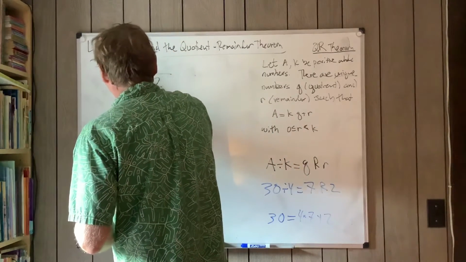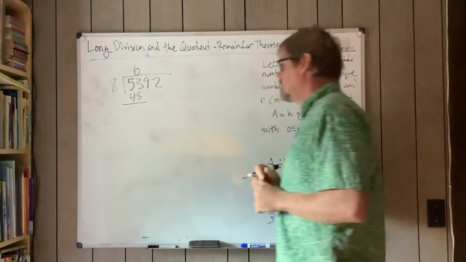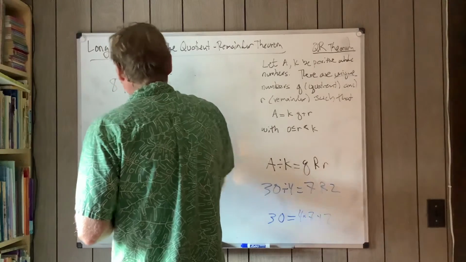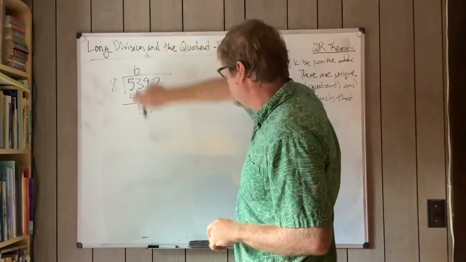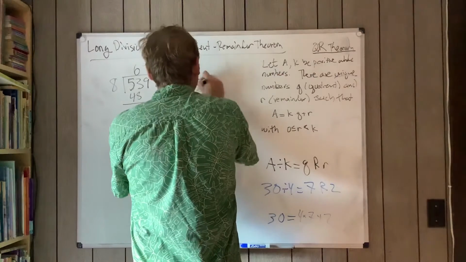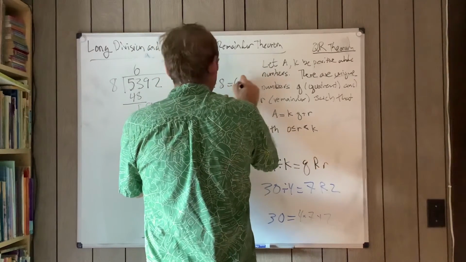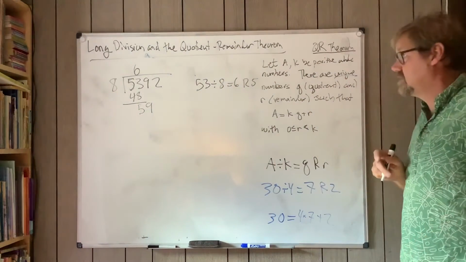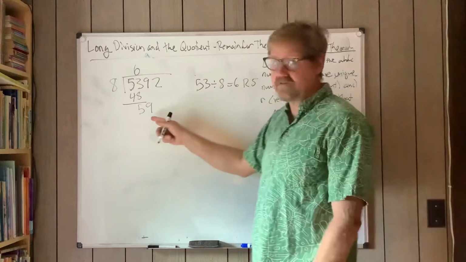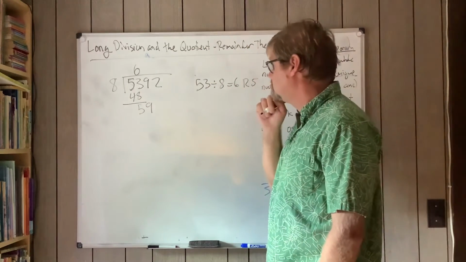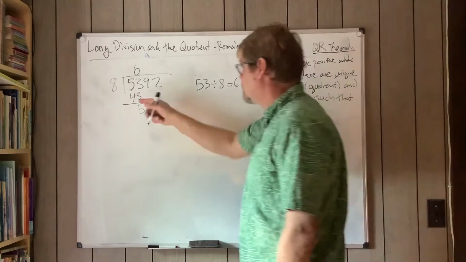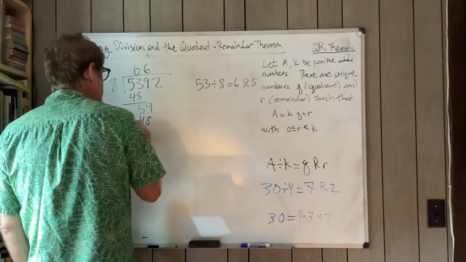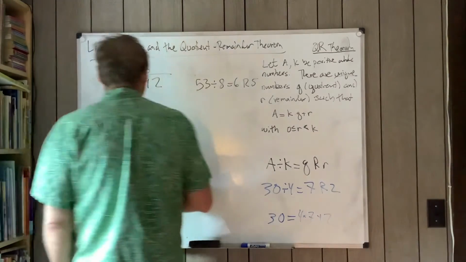6 times 8 is 48, and I get a 5. And bring down the 9. So again, let's write that down: 53 div 8 was 6 remainder 5. Now let's do the same thing. 59 is almost 53, so this is probably 6 again. So let's try 6 there and do 48. I subtract and I get an 11.